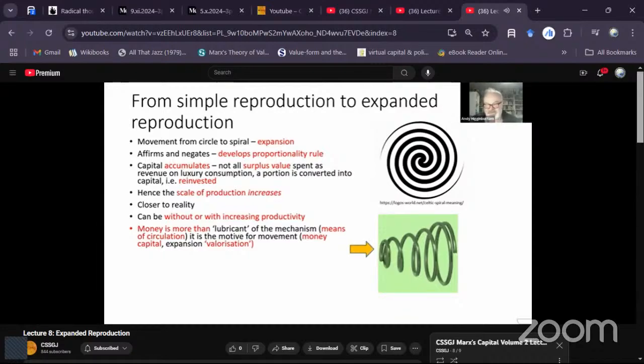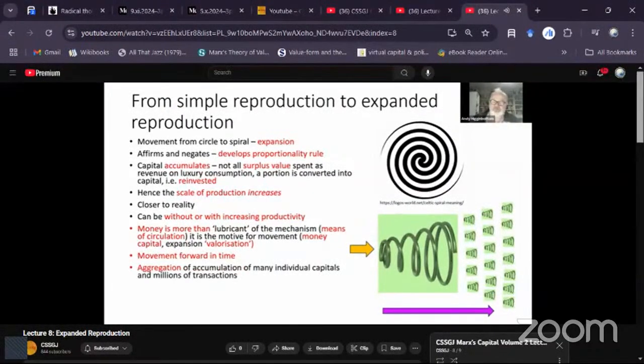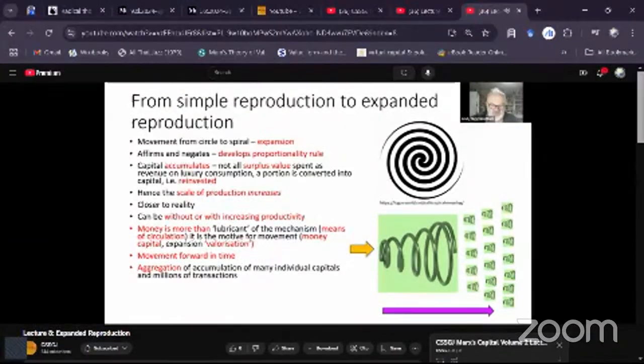I mean, the analogy breaks down to some degree at this point. It's only an analogy, right? The point is that there's a mainspring pushing this forward. It moves forward in time, so it's not just two-dimensional. It's definitely a movement in time. And Marx does more and more, as we go through it, point out that it's actually an aggregation of many individual capitals and loads of transactions between them.